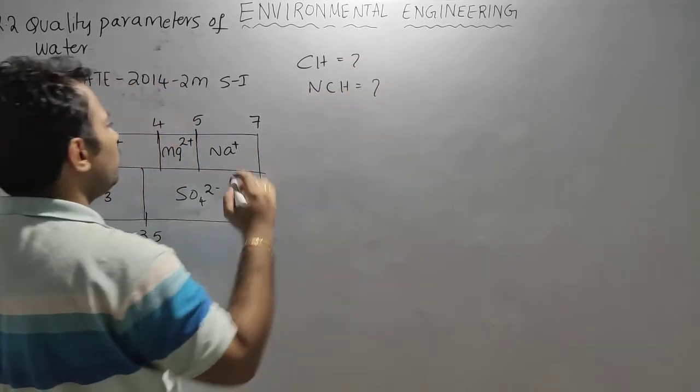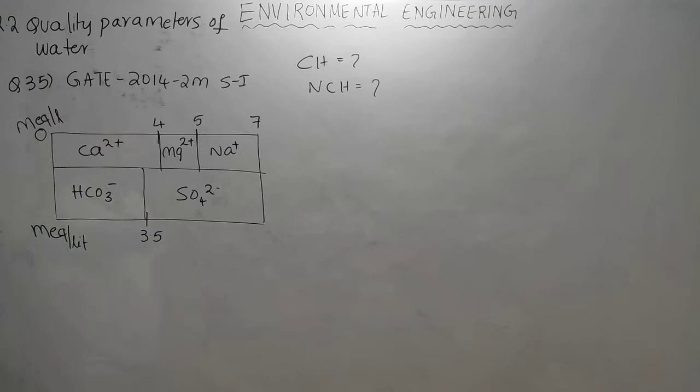If you look at this question the first time, you feel that this is a very tough question, but it is actually a very simple question. Here it was given like a scale. These are the cations, these are the anions. So here he is asking first of all hardness, carbonate hardness and non-carbonate hardness. To determine anything, we need alkalinity and total hardness. So first let us find total hardness.